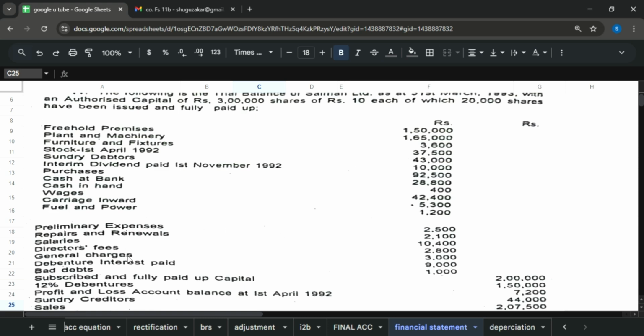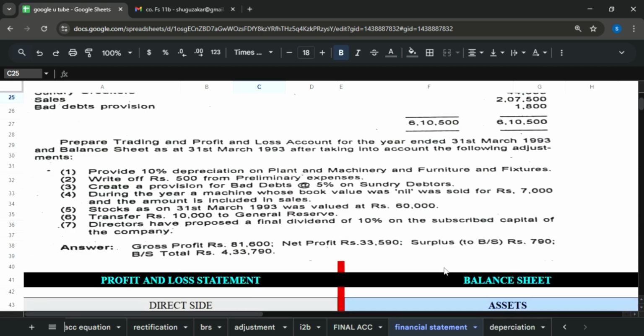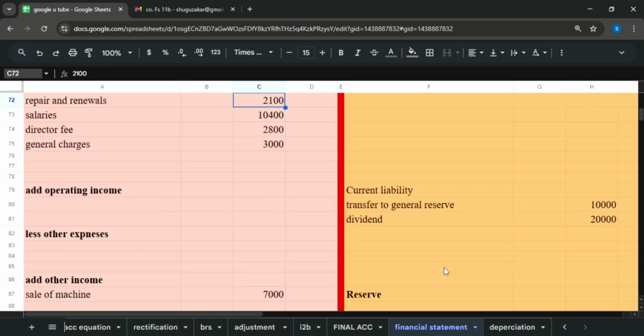Debenture interest paid. It seems it is 9000. Let's count 1, 2, 3, 4, fifth item, sixth general debenture interest. 1, 2, 3, 4, 5, 6. So debenture interest is 9000. Here we will mention 9000.